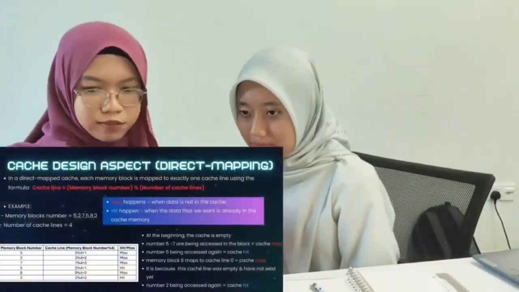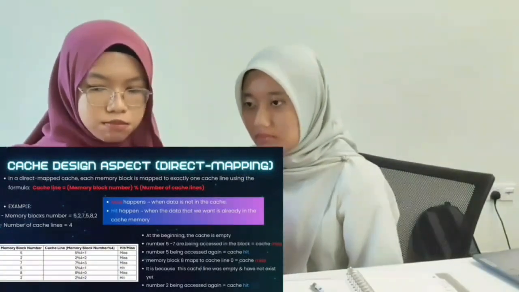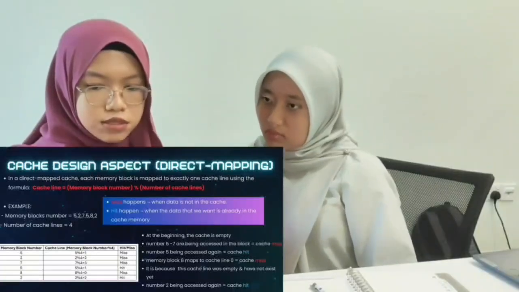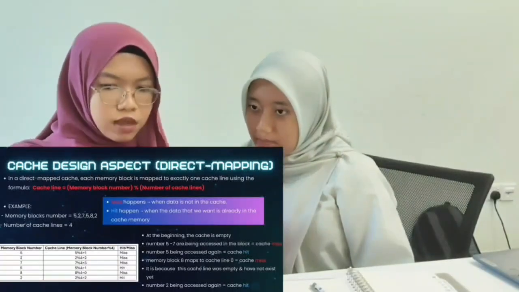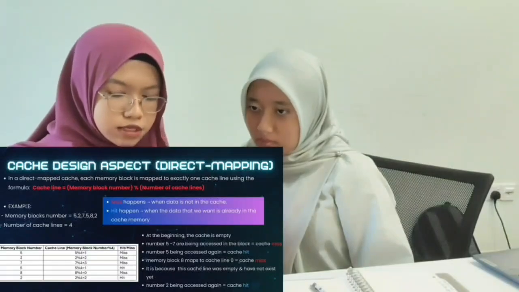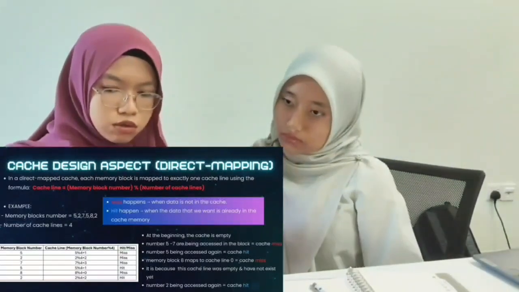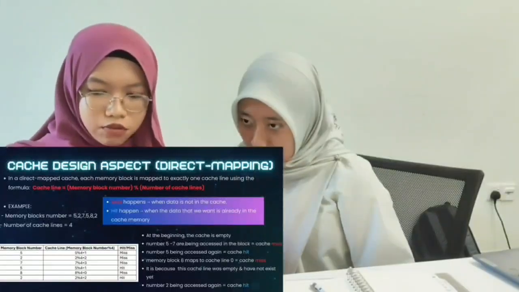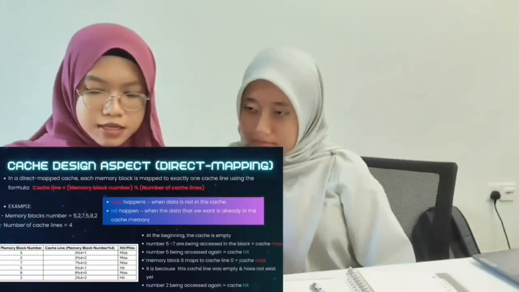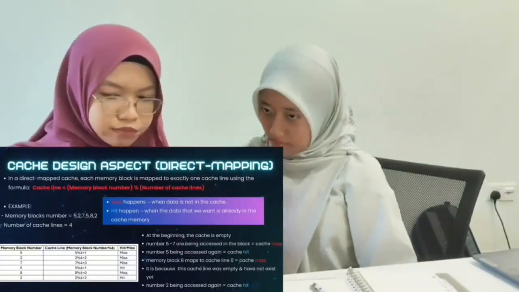This is an example of it. Here we use direct mapping, which is each memory block is mapped to exactly one cache line using the formula as you can see here. As an example, there are 6 block numbers you can see, and the number of cache lines is 4. So we use the formula to calculate it. At the beginning, you can see number 5 and 7 are being accessed. And we call it a cache miss because at the beginning the cache is empty.